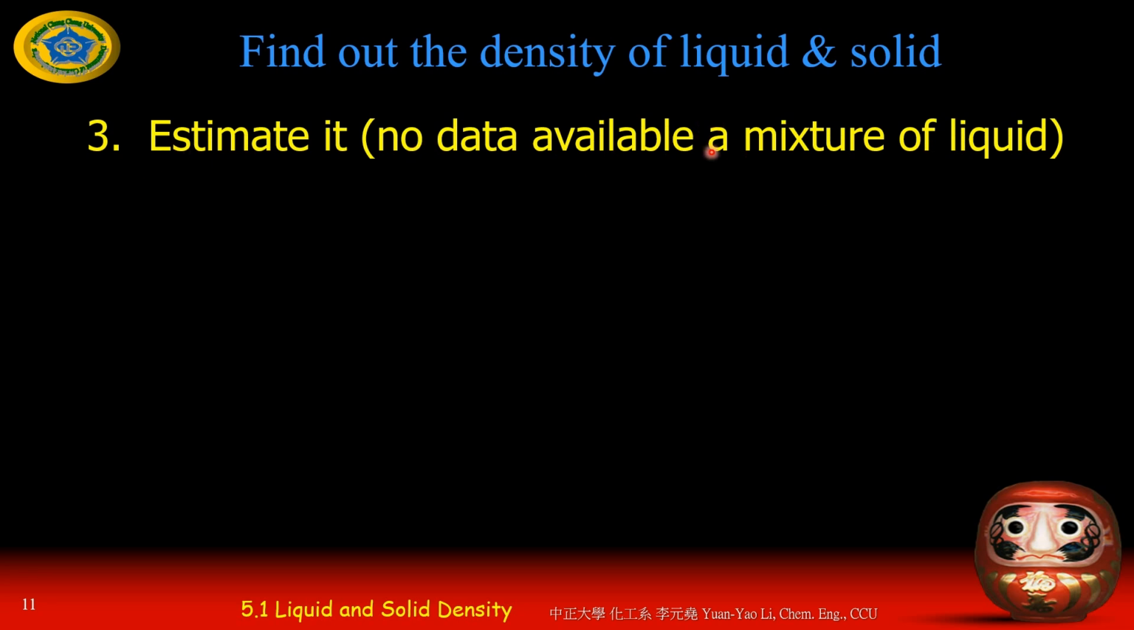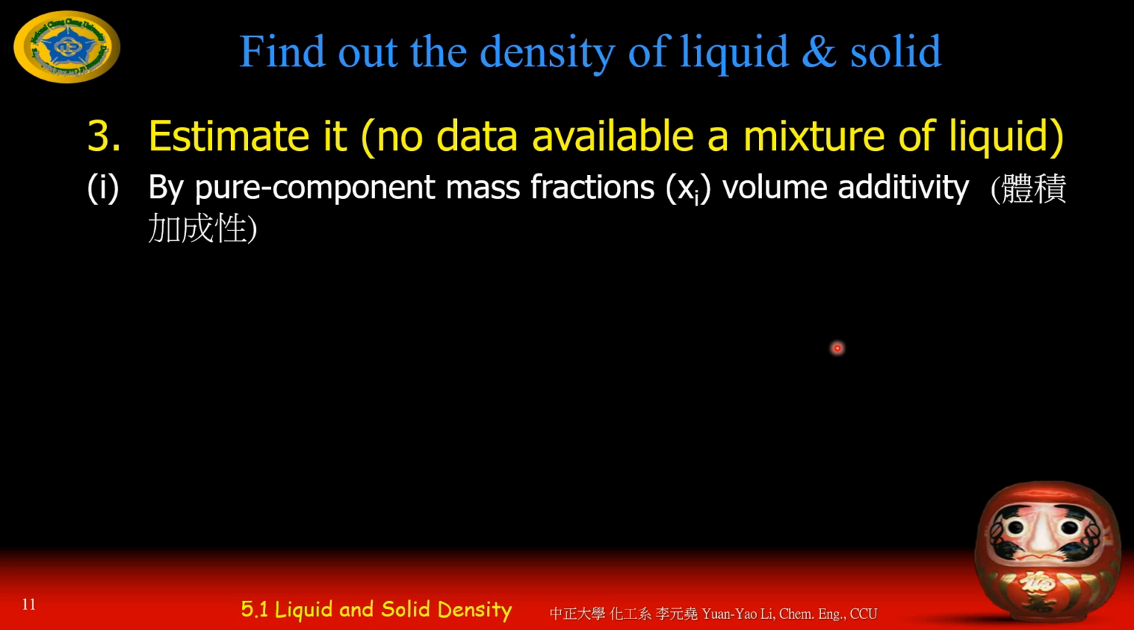No data available, a mixture of the liquid, right? So there are two methods. First is called pure component mass fraction value additivity. Additivity means what? You add up the value. For example, you have 50 milliliter water, you have 50 milliliter alcohol, and you put it together. Will the volume of this mixture become 100? If the answer is yes, this is what we can use. It's called value additivity.